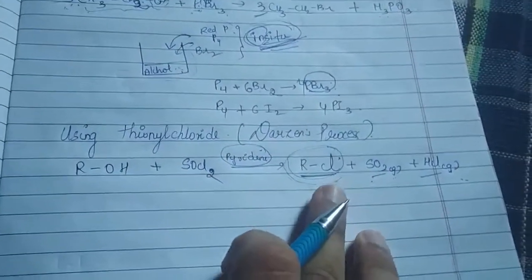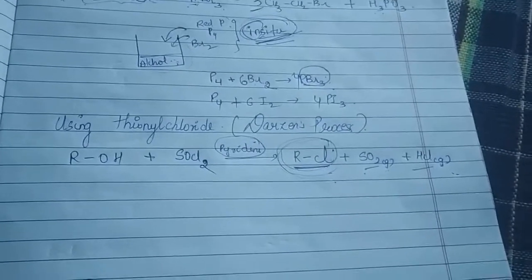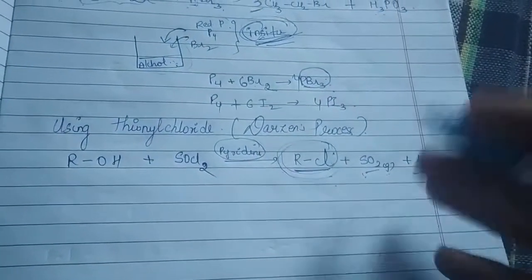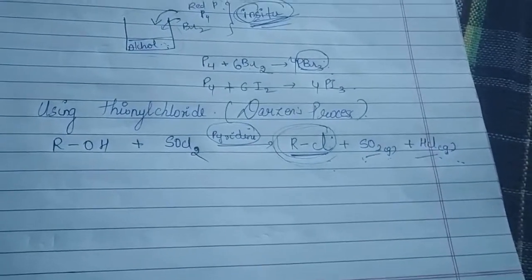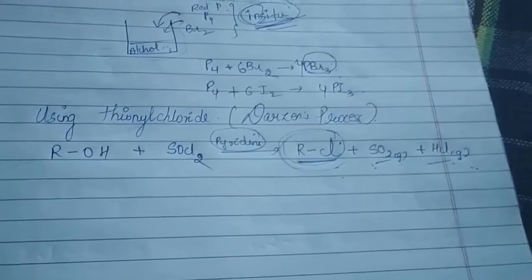So whatever we'll be getting will be our final product, that is your RCl, which will be in the major yield. Since the other two products are in the gaseous state, they can be easily removed. That is the reason your Darzen's process is very much interesting and a noteworthy reaction.